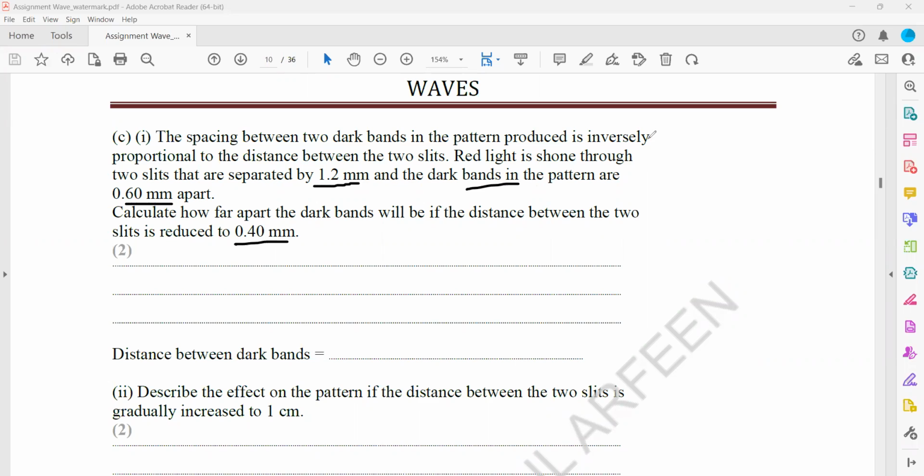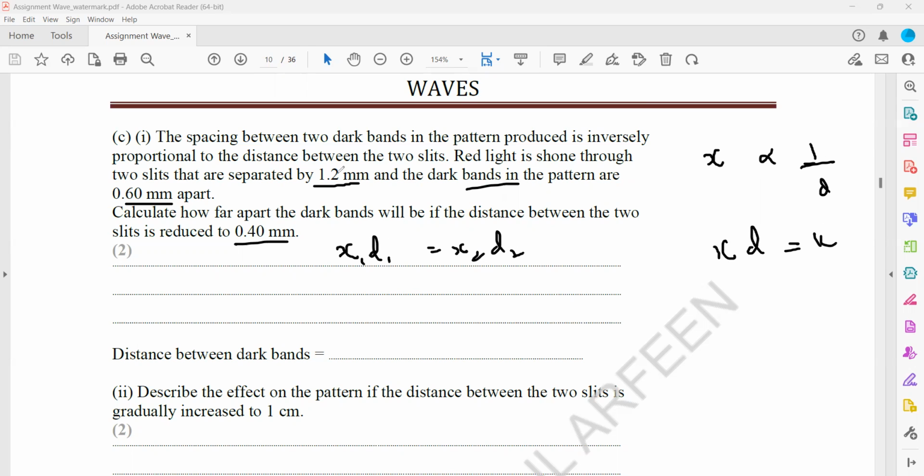When two quantities are inversely proportional, the product is constant. Like if I say the distance between the two dark fringes is x, and the distance between the two slits is d, so x and d are inversely proportional. Or when two quantities are inversely proportional, the product will be constant. So I can say x1 d1 will be equal to x2 d2. Like the spacing between the fringes, and this is the spacing between the slits. The product of this one will be equal to the product of the other.